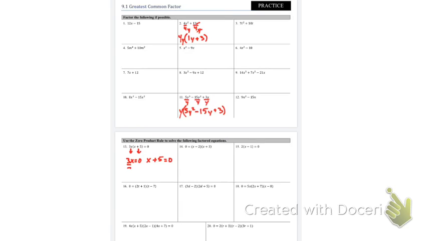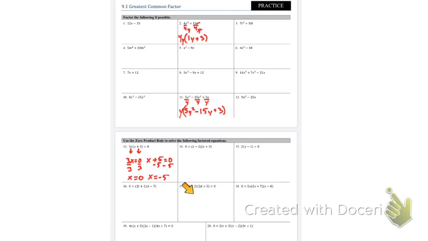Okay, we're going to divide by 3 here. X equals 0. We're going to subtract 5 here. X equals negative 5. And those are your 2 answers. Let's jump down to number 17.